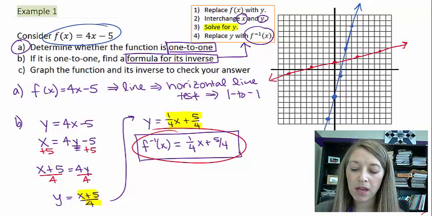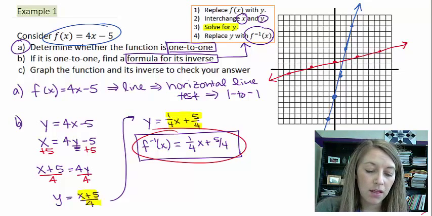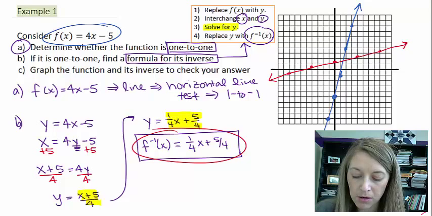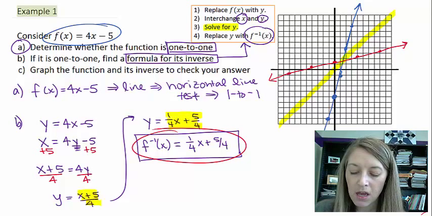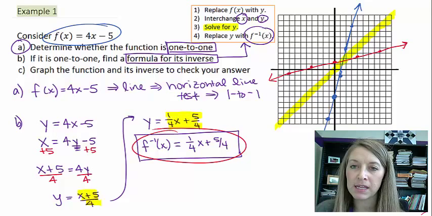Now, if I found my inverses correctly, they should be mirror images over this line here, the line y equals x. So if I were to fold my paper on this line of y equals x, these images should be stacked on top of each other. And we see that they are. So we see that we did find the inverse.